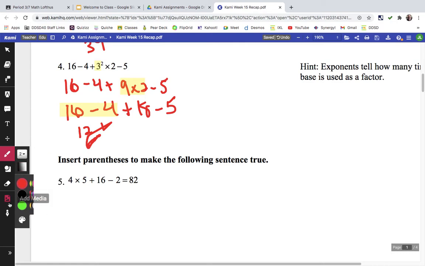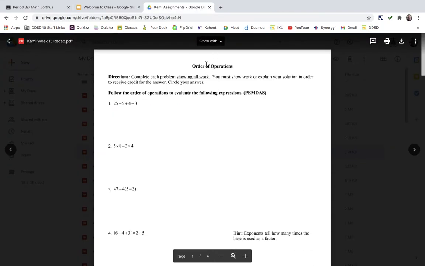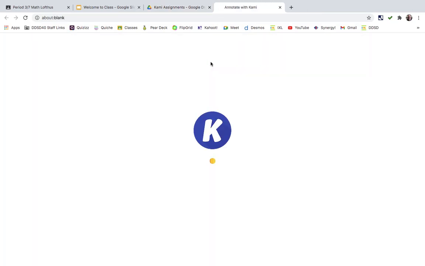Whoops, we're going to have to use our eraser there. Sometimes it gets a little glitchy. So 12 plus 18. I think what I'm going to do is close this and then open it right back up. And hopefully that will fix it for us.